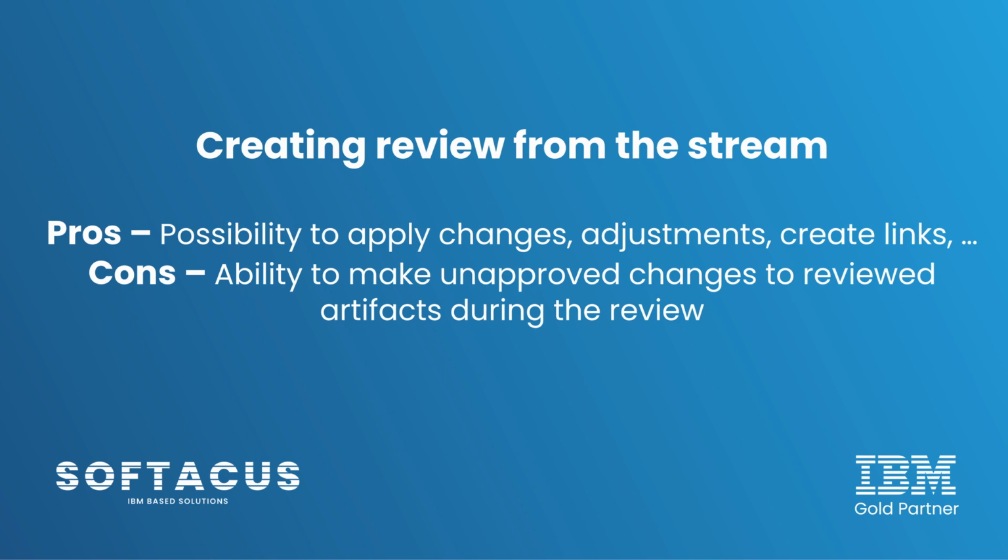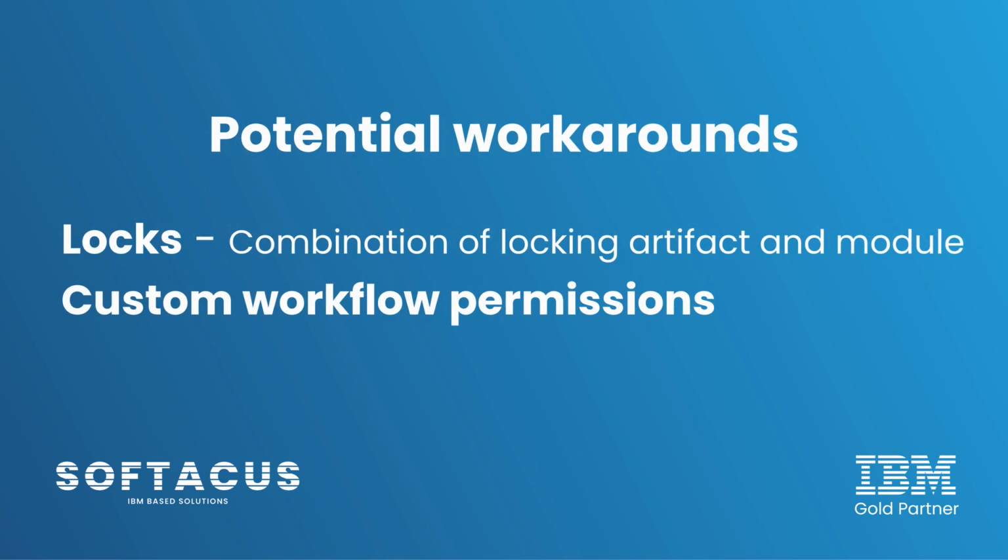Of course, there are some out-of-the-box workarounds that you can use if you would like to create reviews from a stream, but at the same time you would like to make sure that your requirements are not changed. For example, you can use a combination of manually locking artifacts and manually locking modules. If you manually lock artifacts, then it is not possible to change the contents and attributes of this artifact. So you can go and manually lock all artifacts that are subject to review. Although it is a valid workaround, it is not a perfect solution because locked artifacts can still be linked, commented on, promoted, demoted, changed in the hierarchy structure and even deleted.